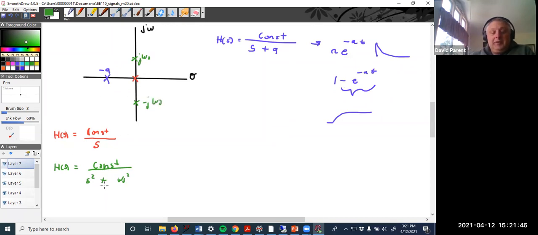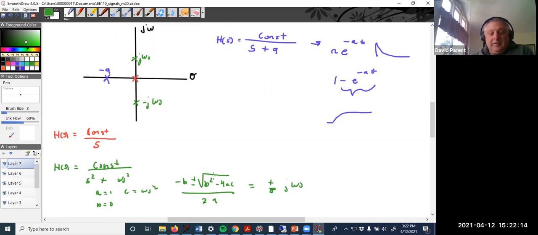Where does that come from? Well, let me look at the quadratic equation, right? A equals 1, B equals 0, C equals omega naught squared. Well, when I substitute everything in there, I get plus or minus j omega naught, right? Because that's, and so that's a negative. So it'll all be there.